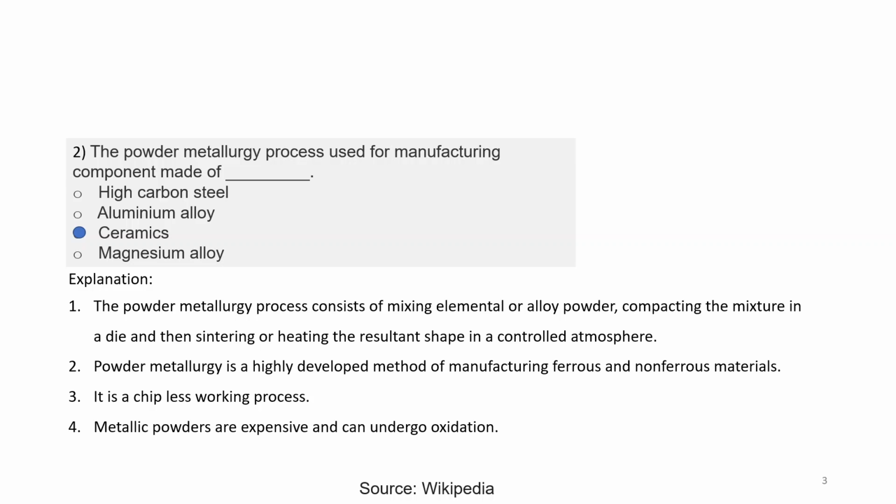Powder metallurgy is a highly developed method of manufacturing ferrous and non-ferrous materials, and it is a chipless working process. So in this case there won't be any generation of chips, such as occurs in a machining process. And metallic powders are expensive. When we talk about the other options, the formation of these powders is an expensive process, and these can also undergo oxidation due to milling, because the surface area will be increasing a lot.